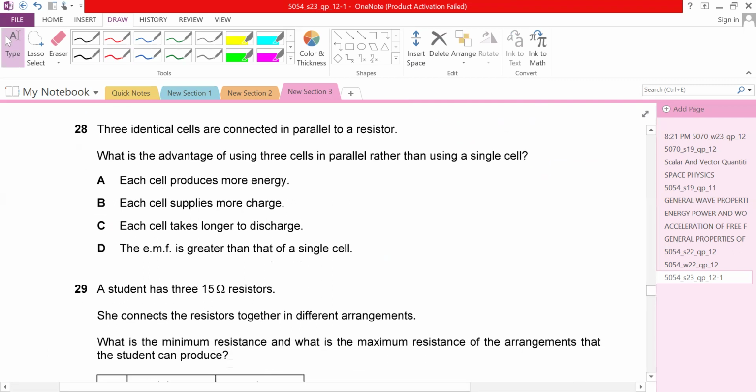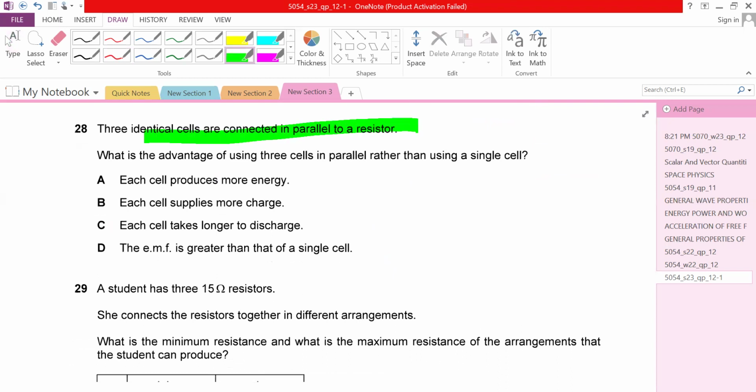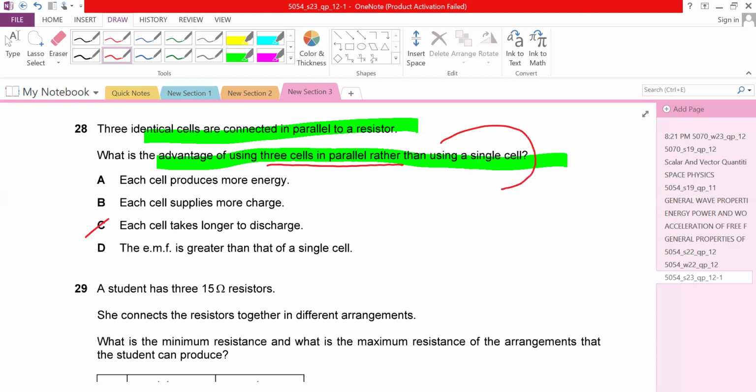Question number 28. Three identical cells are connected in parallel to a resistor. What is the advantage of using three cells in parallel rather than using one single cell? As we all know, the cells will take longer to discharge. This is one of the advantages. According to this advantage, option C is correct: each cell takes longer to get discharged. So using three cells in parallel isn't a good option. The better option is using a single cell.